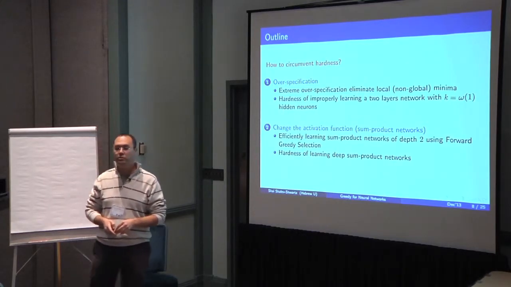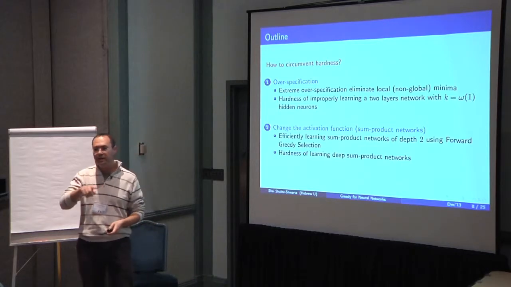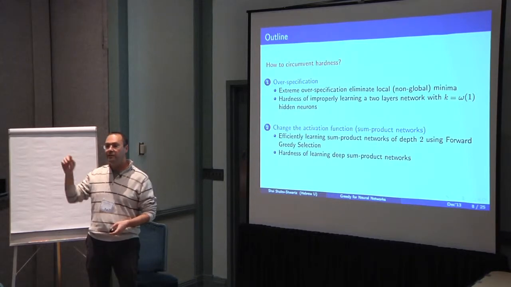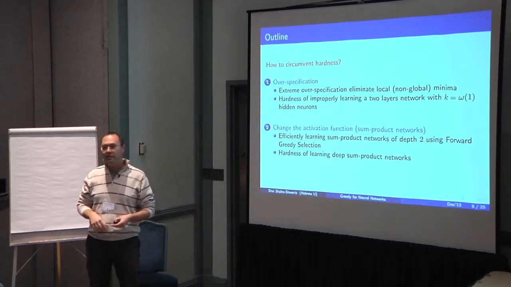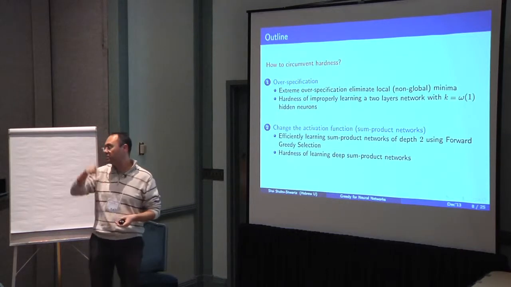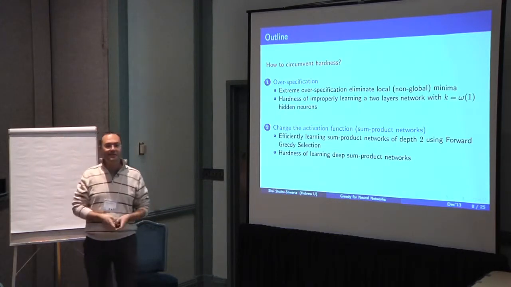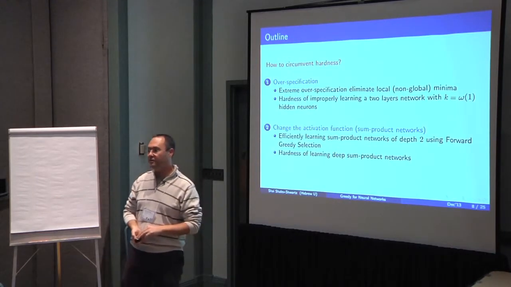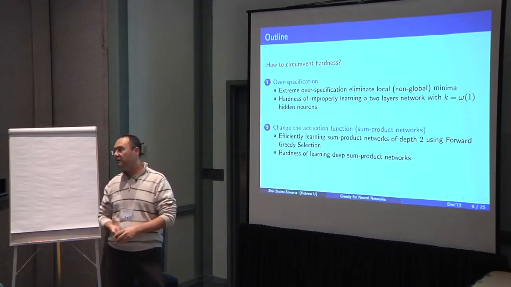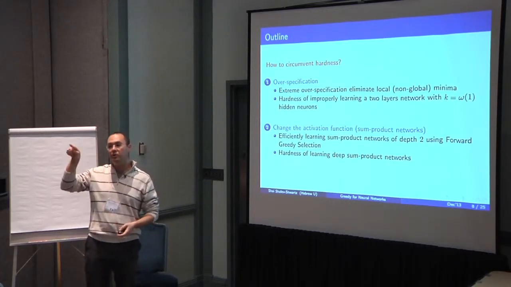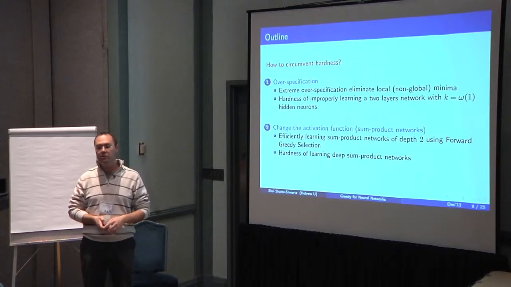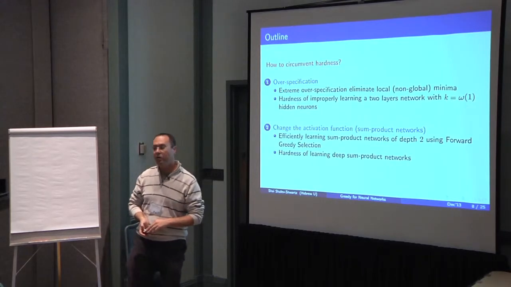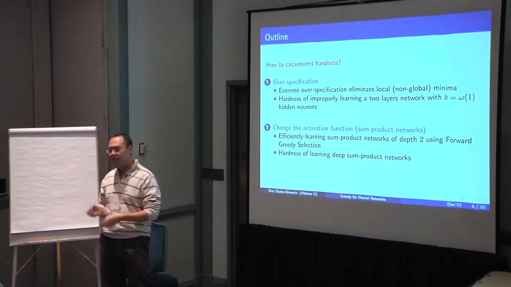So what we are going to change is the activation function. Recall that usually the activation functions are sigmoidal functions. These are nonlinear functions, which are quite complicated. A much simpler nonlinear function is just a square function. This is maybe the simplest nonlinear function. So we will consider networks with just square as the activation function, and then I will show you an efficient learning algorithm for training such networks of depth 2, and the tool is forward greedy selection.